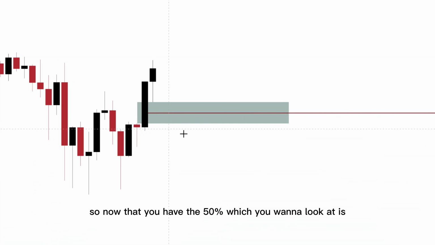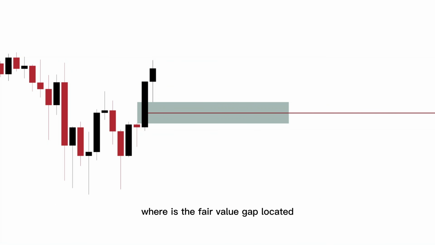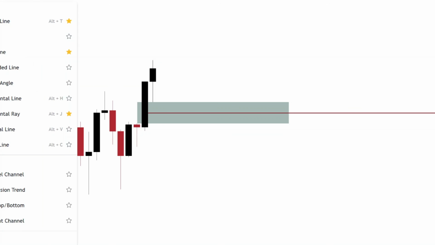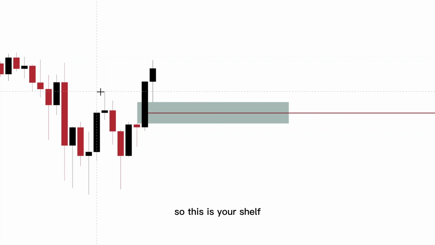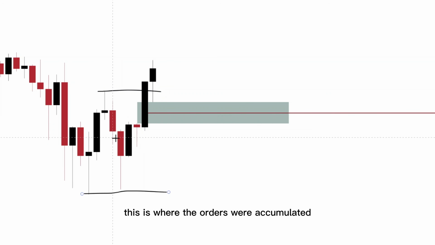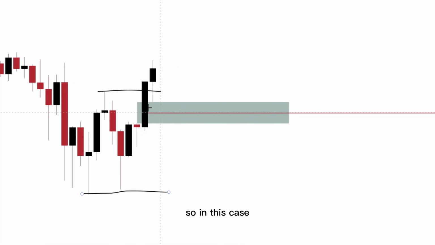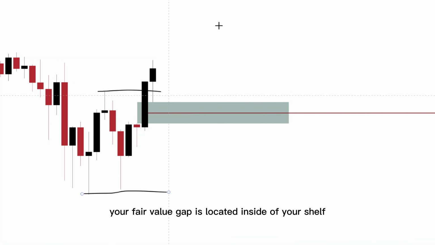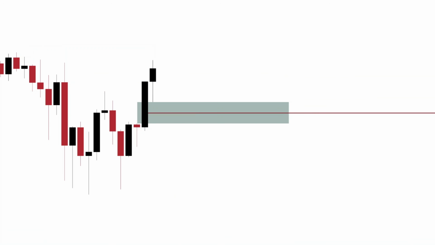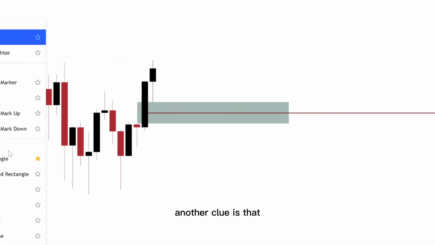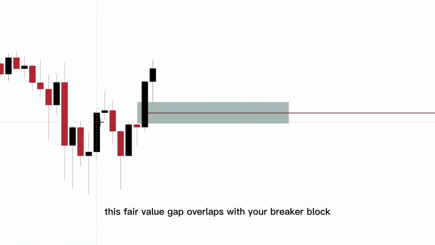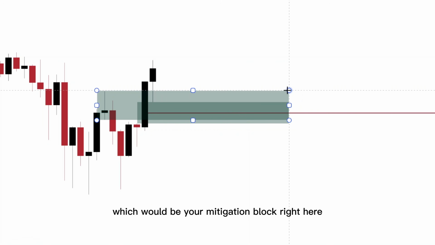So now that you have the 50%, what you want to look at is where the fair value gap is located. In this case, it's located inside of a shelf. So this is your shelf. This is your high, this is your low. This is where the orders were accumulated. So in this case, your fair value gap is located inside of your shelf. And another clue is that this fair value gap overlaps with your breaker block, which would be your mitigation block right here.